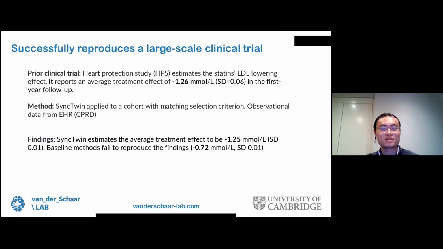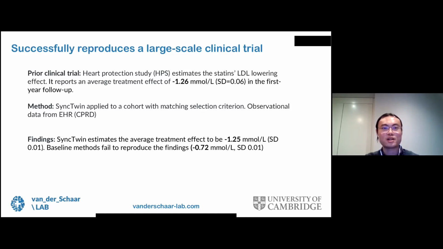In addition to extensive simulation study, we performed a real data study to see if SyncTwin is able to reproduce the findings of a large-scale randomized controlled trials. So clinical trials are the gold standard for causal inference, and the trial we consider is the protection study, and it is the statins cholesterol lowering effects. The trial reports that the cholesterol will have the effect of minus 1.26 millimole per liter in the first year of follow-up. And we apply SyncTwin to a cohort that is comparable in the randomized controlled trial, but it is selected from an observational electronic health records.